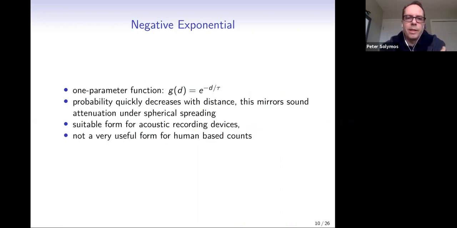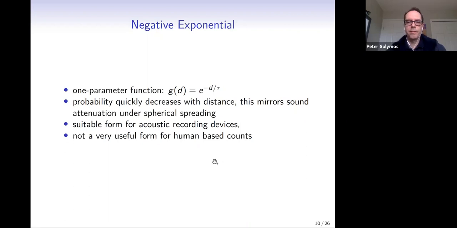So the simplest model that one can think of is a negative exponential, which is a one parameter function. So we have g of d as e to the power minus distance over this tau, which relates to how quickly this function goes close to 0. So the probability quickly decreases at the small distance side of things. And this captures the physical process of sound attenuation under physical spreading. So if you have like a recording, then this might be a good model to fit.